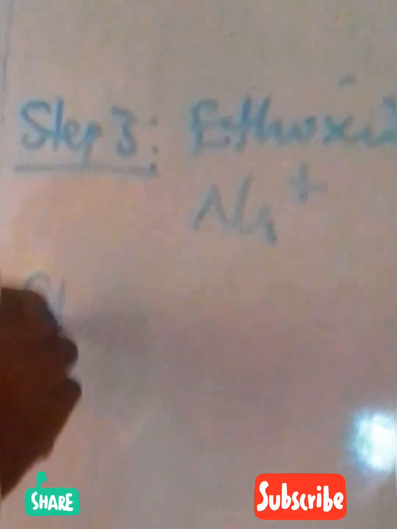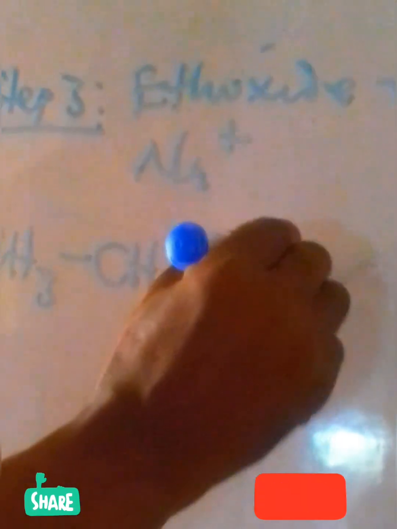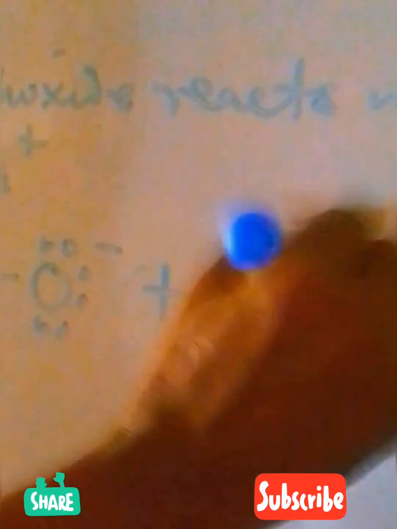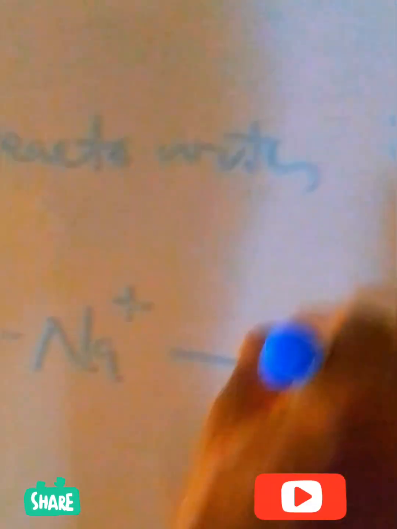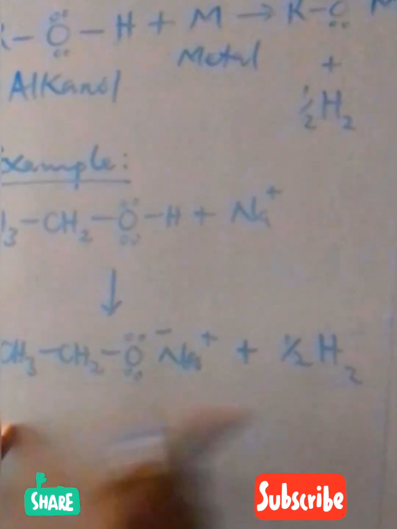Finally, we have CH3CH2O negative plus sodium ion from the sodium hydroxide solution, and we have CH3CH2O minus Na plus. This is the sodium ethoxide formed. So this is the mechanistic pathway towards the formation of sodium ethoxide. But this reaction is the overall reaction of ethanol with sodium to form sodium ethoxide and hydrogen gas.